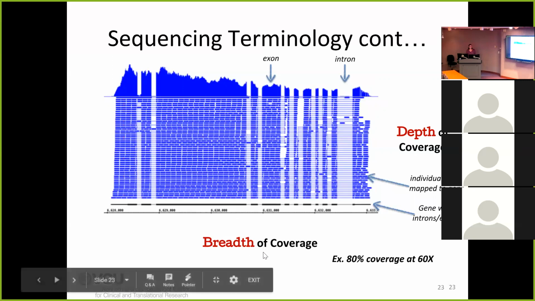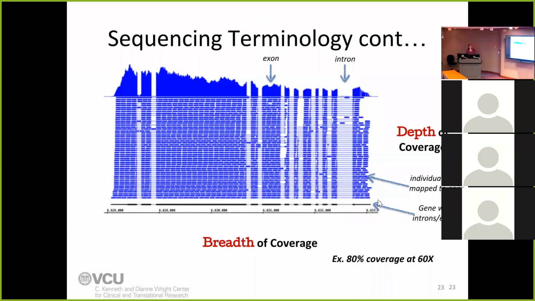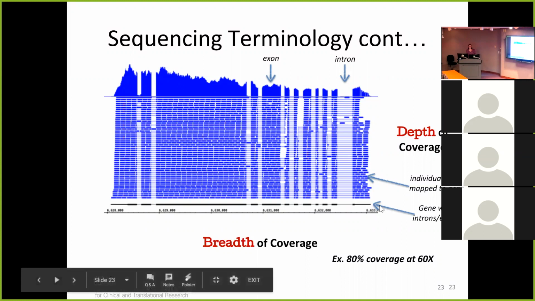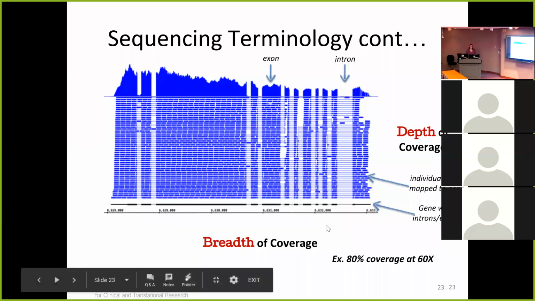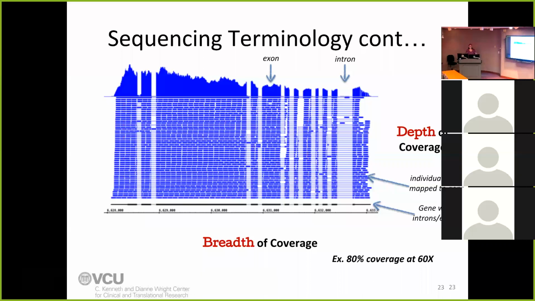Breadth of coverage is the other way. How many base pairs are covered by at least X amount of coverage. So if you're looking at 1x, so you want at least one read to align to a base pair, then you can say 80% of my genome was covered by at least one read. So sometimes you'll see in the literature, we have 80% coverage at 60x. That means 80% of the regions that they were interested in were covered by 60 reads depth.